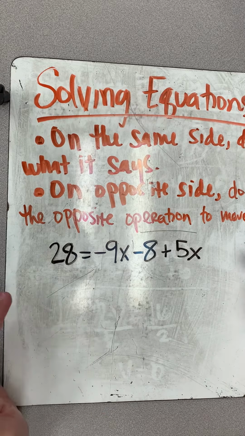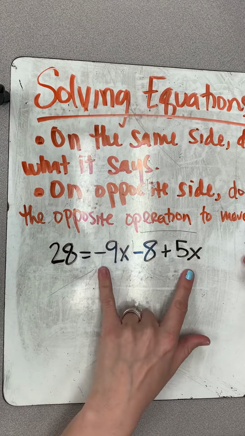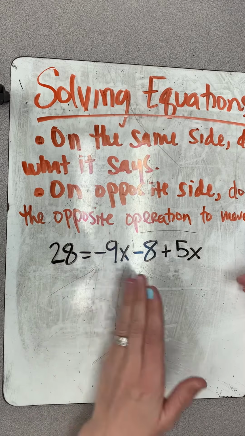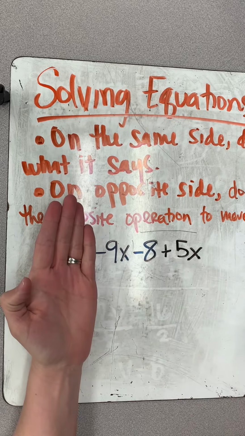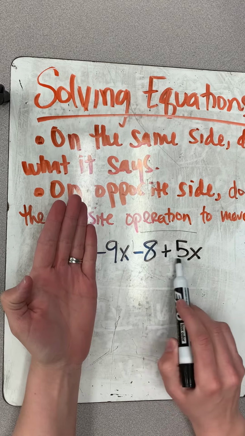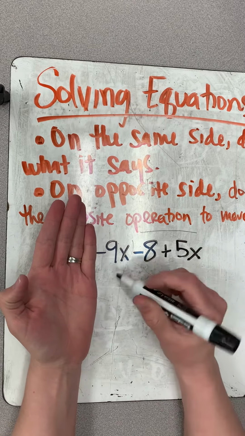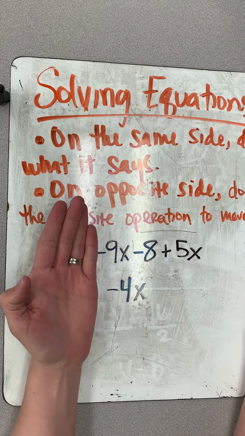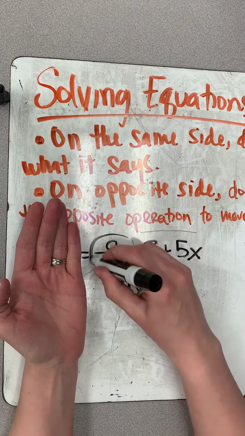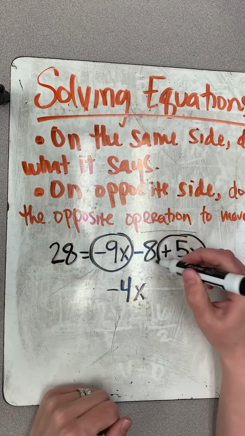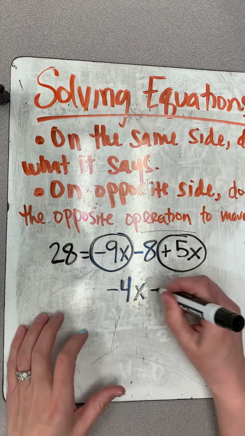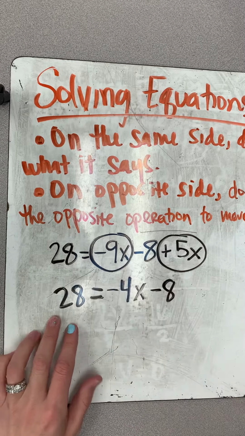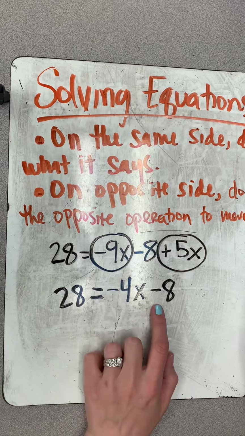So if I have an equation that has two variables, just like when I was simplifying, I can combine those. Because they're on the same side of the equal sign, I just do what it tells me to do. Negative 9 plus 5. Well, negative 9 plus 5 is a negative 4. I can't lose my variable, so I keep my x with it. I've combined these two. So the part that I haven't used now is this negative 8. So I'll minus 8, and then I haven't used this side either, so I bring down my 28. So I have 28 equals negative 4x minus 8.